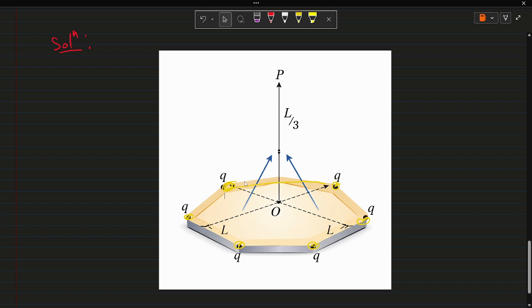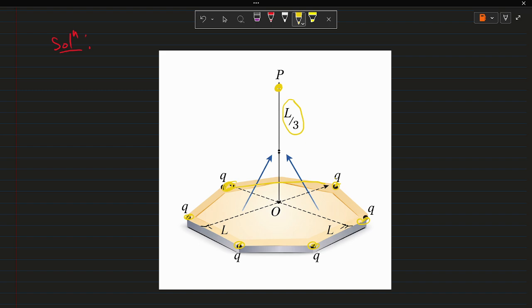Now, this is the point P at which you are supposed to find out the electric field. The distance from this point to this point is L by 3 only. This is L by 3. And you have to find out the electric field due to all charges at the point.